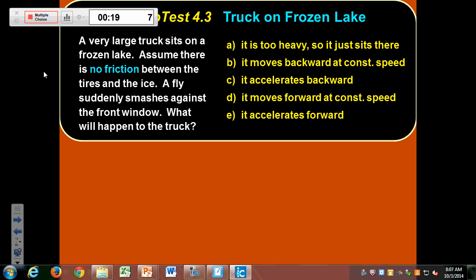So this fly smashes into this truck, and it exerts a force on the truck, and the truck exerts a force on the fly, right? Newton's third law. And that's going to cause the truck to accelerate just briefly as the fly is pushing on the truck, and then the truck will continue backward at a constant velocity. This is something I want to see.